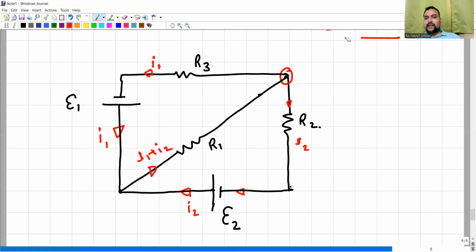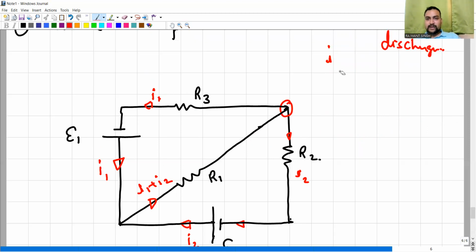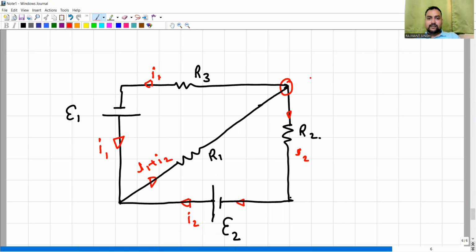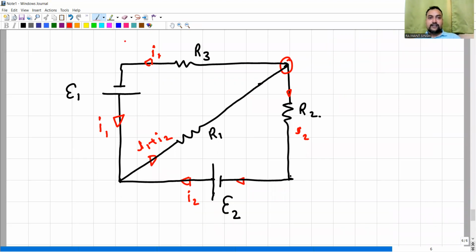Now here we see we have assumed this particular current, the way the current has been drawn, it is assumed that both the cells are in discharging condition because both the cells are giving out current from their positive terminal.